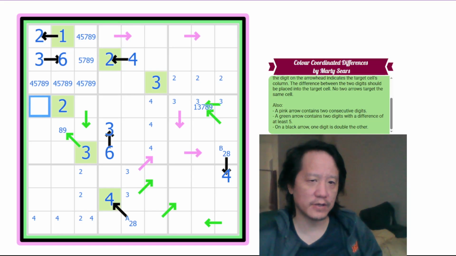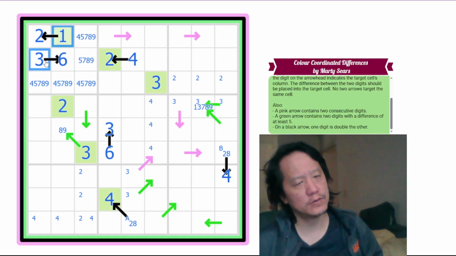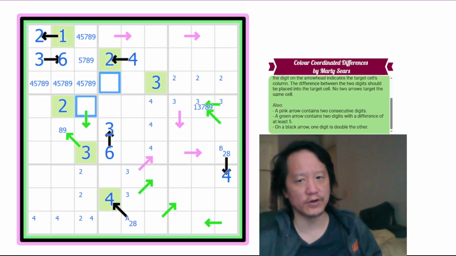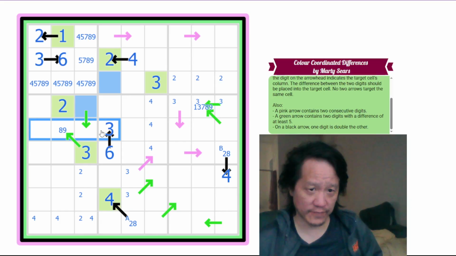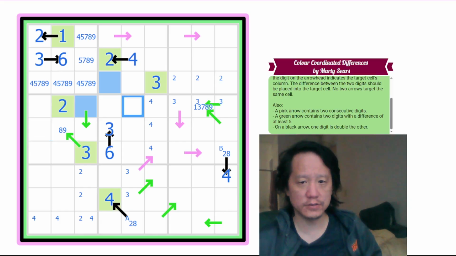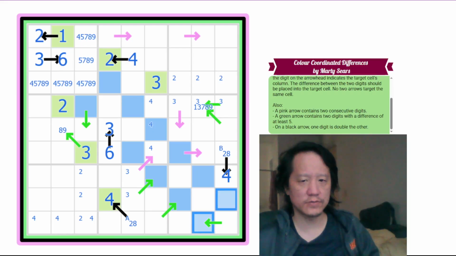Wait, that's not right. It would have to be 4 and so 2 and 1, 3 and 2, 4 and 3. Okay, so 4 and 3. Obviously not 5 and 4, but 4 and 5 works. 6 and 5. 7 and 6. 8 and 7. And 9 and 8.